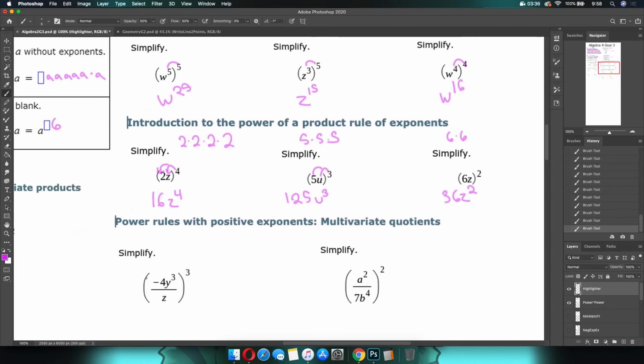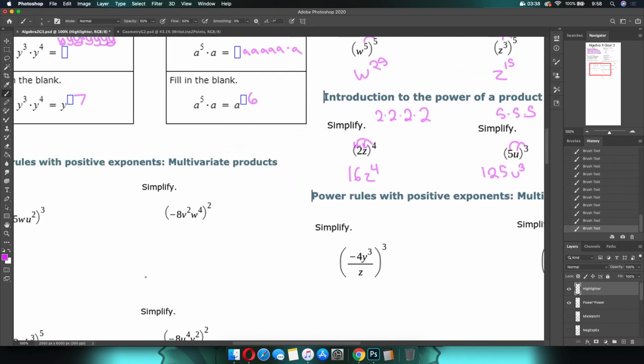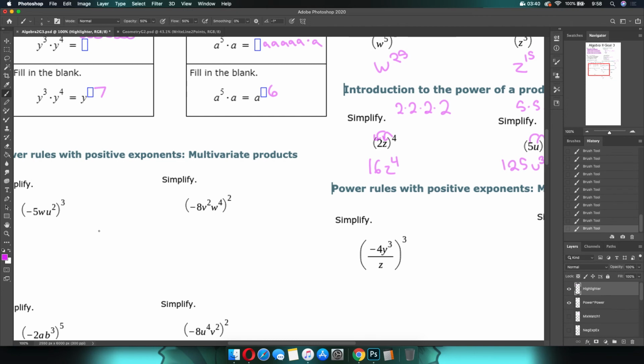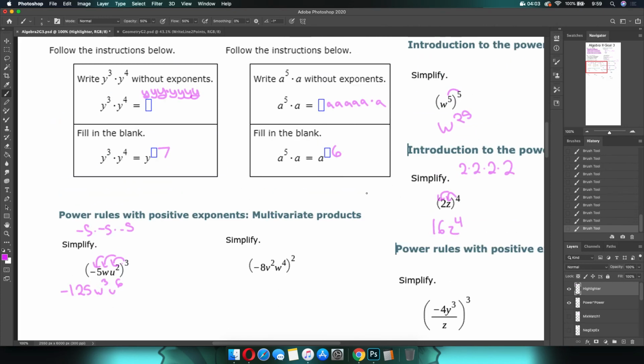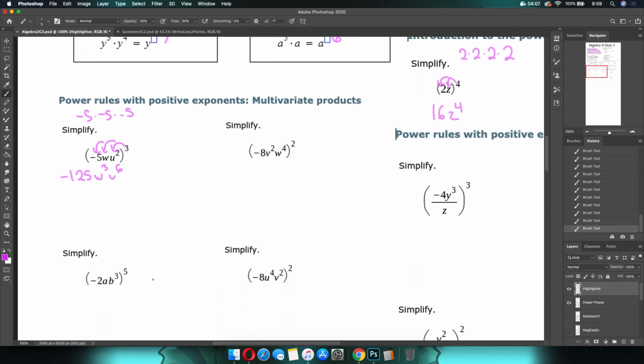Now, put that one on pause, go back to the left. We're going to take this topic and take it to the next level. So now we have a lot of things that we're trying to distribute that little cube into here, here, and here. So negative 5 times negative 5 times negative 5 is negative 125. W cubed is w cubed. U to the 2 times 3 is 6. So you can see we're taking these two topics and now combining them into one. That's what this one is doing.